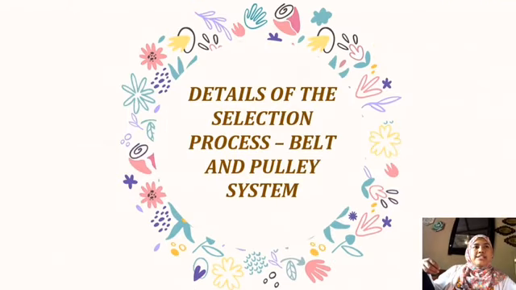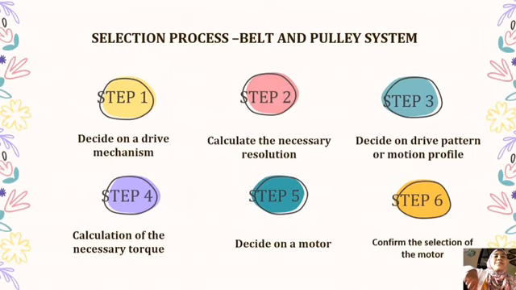Details of the selection process, belt and pulley system. There are 6 steps of the selection process for the belt and pulley system.